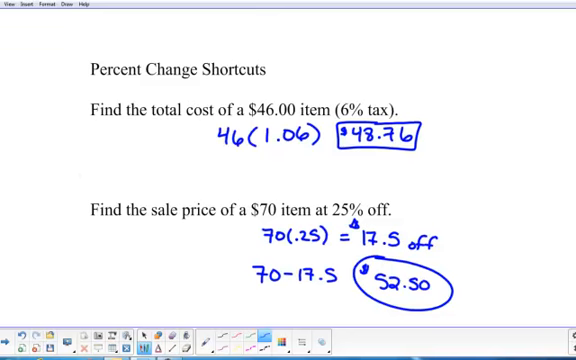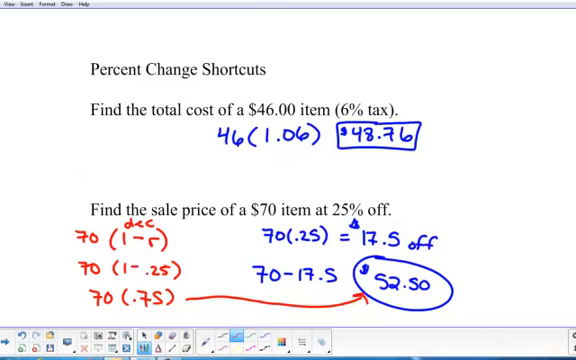Another quick little tidbit with that is if you multiply 70 and you do 1 minus the rate, since it's a decrease, you would do 70 times 1 minus 0.25. So if you multiply 70 times 0.75, you also get 52.50. It's the same reasoning as the one above. But we did 1 plus the rate times the $46 because it was an increase. That's how we got our 1.06. 1 plus 6%.